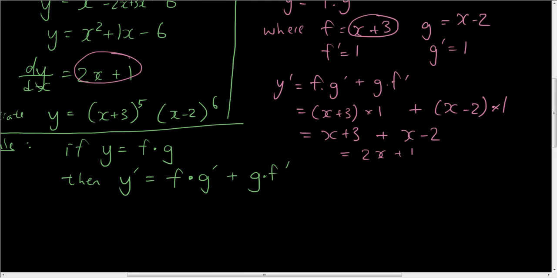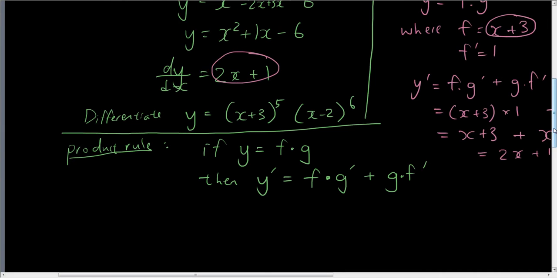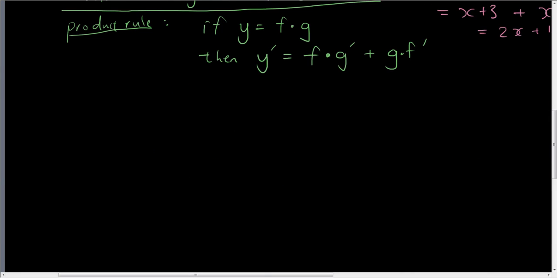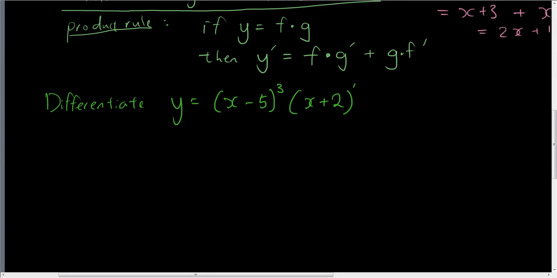So let's try this on a harder question. So try and see if you can differentiate. Now this might be a bit hard, so don't worry if you don't know how to do it. Differentiate y equals (x minus 5) cubed times (x plus 2) to the power of 4. Have a go at it, come back when you're done.